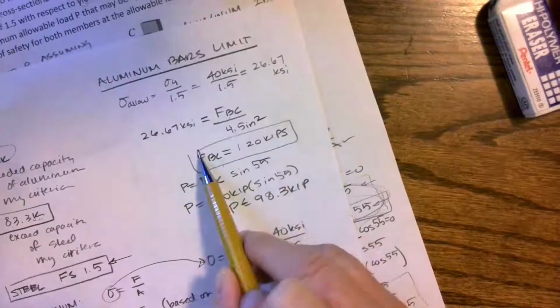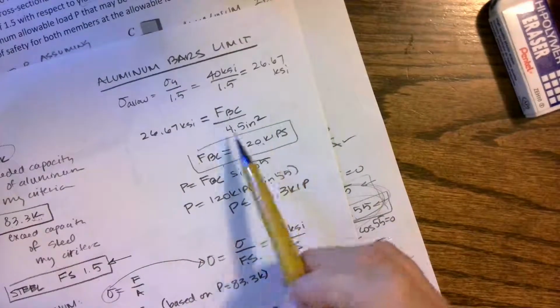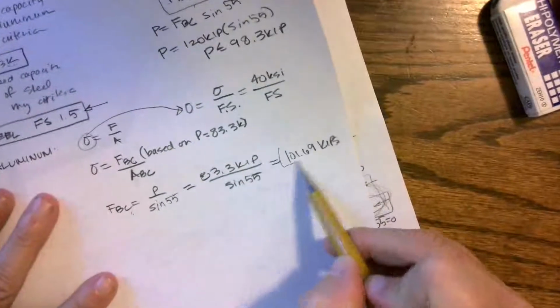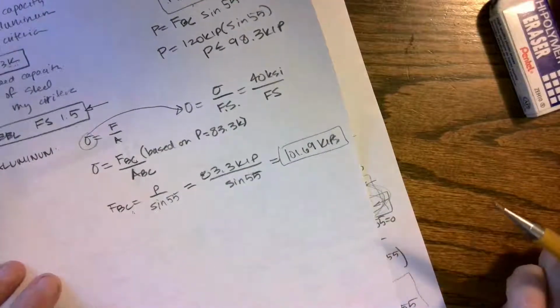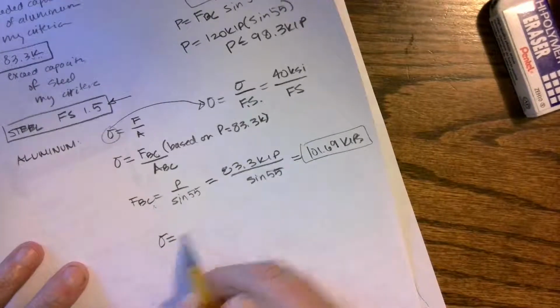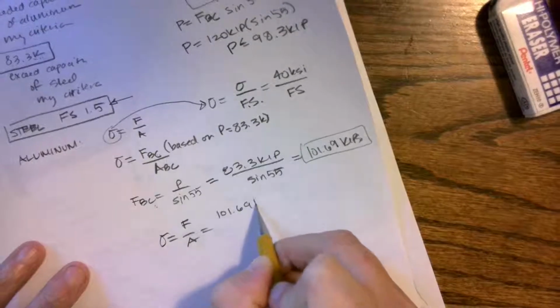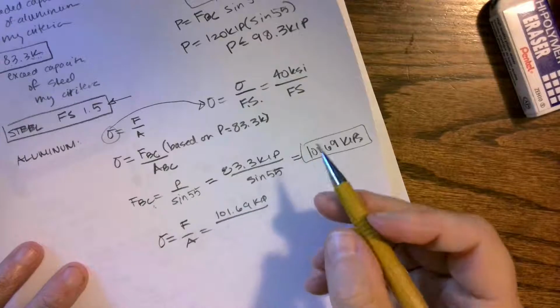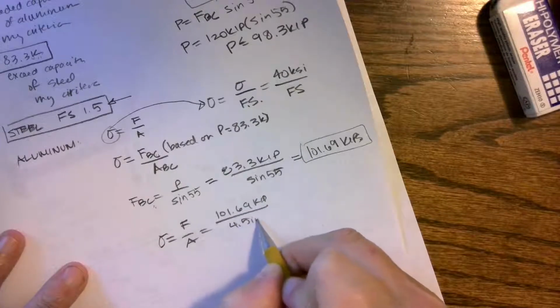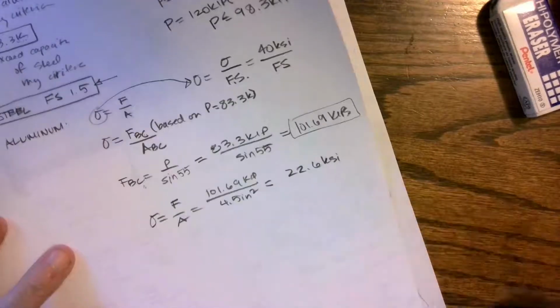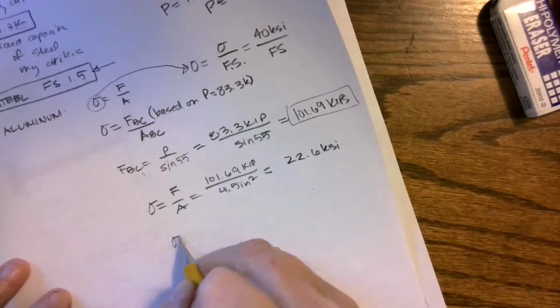Okay, we said we could have 120 kips if yielding took place first in the aluminum, but because yielding is being limited by the steel, we actually only have 102 kips. Okay, so now our stress is force over area, so I have 101.69 kips divided by 4.5 inches squared, which gives me 22.6 KSI.